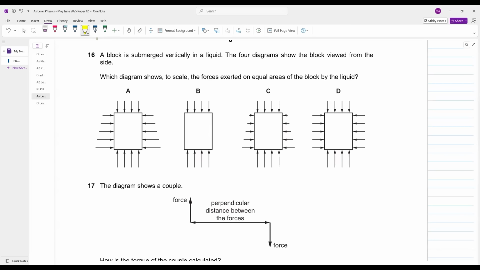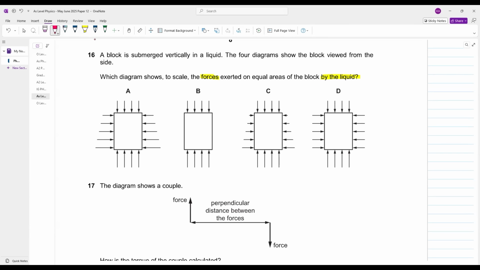Okay, so let's see this question. A block is submerged vertically in a liquid. The four diagrams show the block viewed from the side. Which diagram shows to scale the force exerted on equal areas of the block by the liquid? So we have a block that is submerged in the liquid. These are the four diagrams. We have to tell which shows the forces marked correctly.